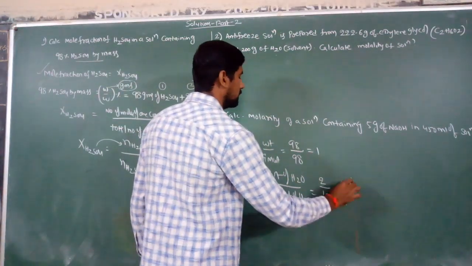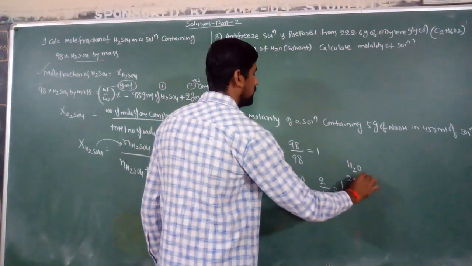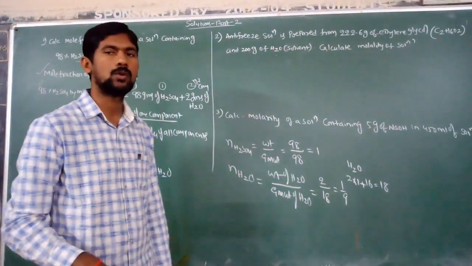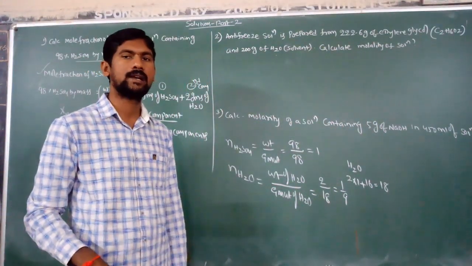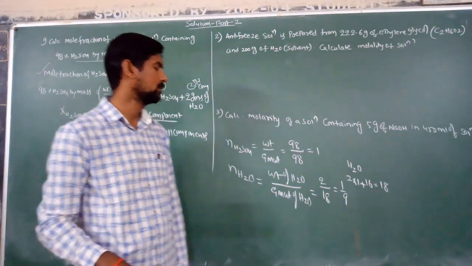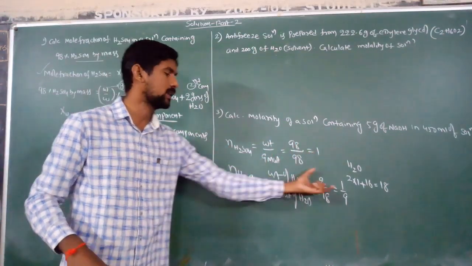So 1 by 9. H2O: 2 hydrogens, 2 into 1, plus oxygen 16 grams. So the total gram molecular weight is 18. Each hydrogen is 1 gram, oxygen is 16 grams, so total 18 grams. So the number of moles of sulfuric acid is 1 and the number of moles of water is 1 by 9.